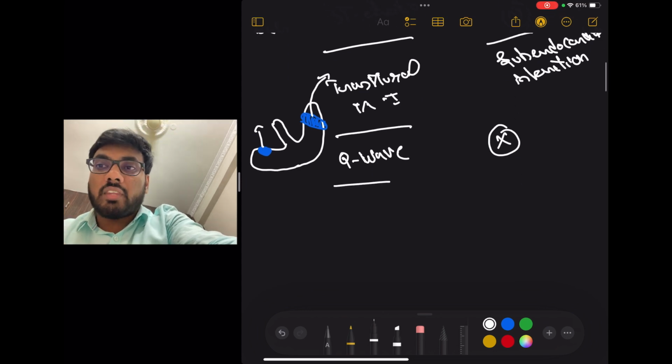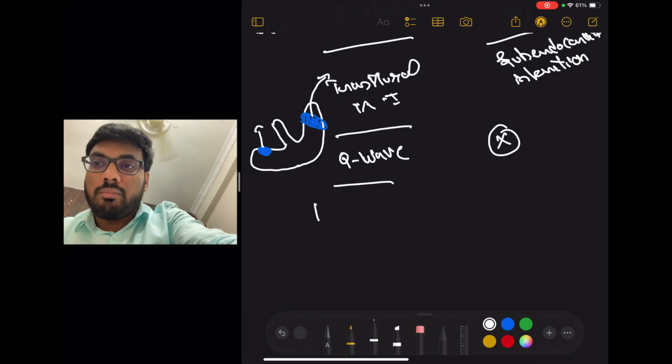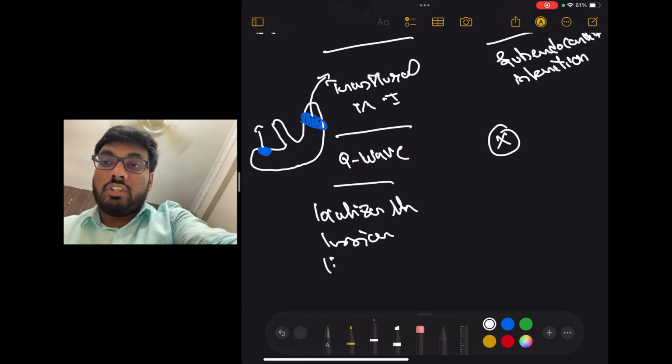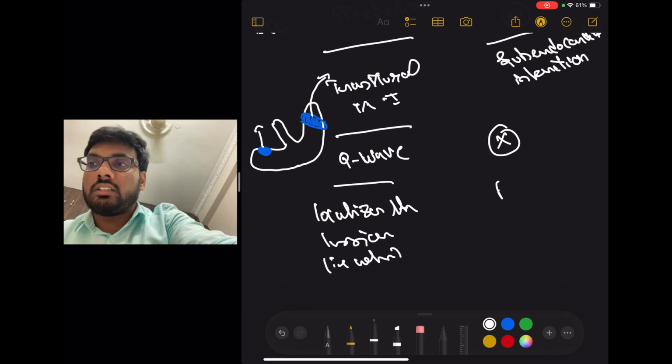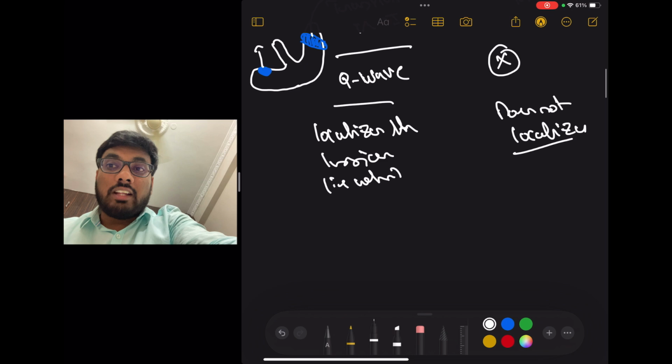Okay. And STEMI localizes the site of lesion, that is which wall is dead, that is infarcted. Remember, STEMI localizes the lesion, whereas NSTEMI does not localize the lesion, right? That means in case of STEMI, it is localizing the lesion.